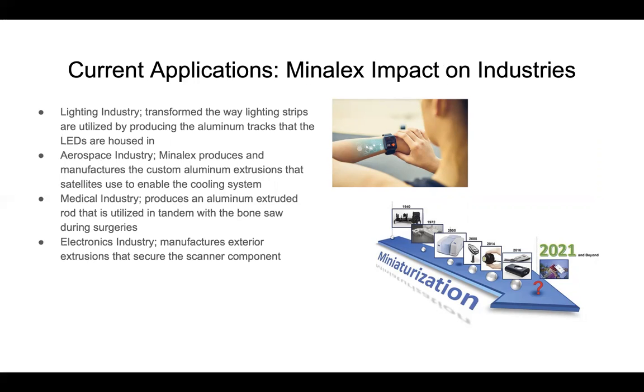In the aerospace world, satellites are obviously shrinking in size. And so that means the parts being developed are more intricate and have to maintain a core functionality. So as satellite electronics get smaller, the cooling systems also have to shrink in size. And so what Minilex does is they provide custom aluminum extrusions to hold those cooling systems to operate.